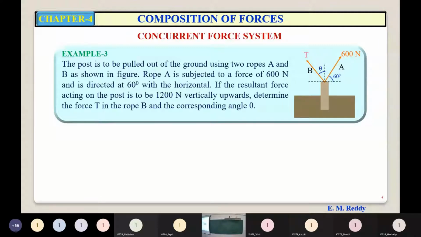The post is to be pulled out of the ground using two ropes A and B as shown. Rope A is subjected to a force of 600 Newton and is directed at 60 degrees with the horizontal. If the resultant force acting on the post is to be 1200 Newton vertically upwards, determine the force T in the rope B and the corresponding angle theta.